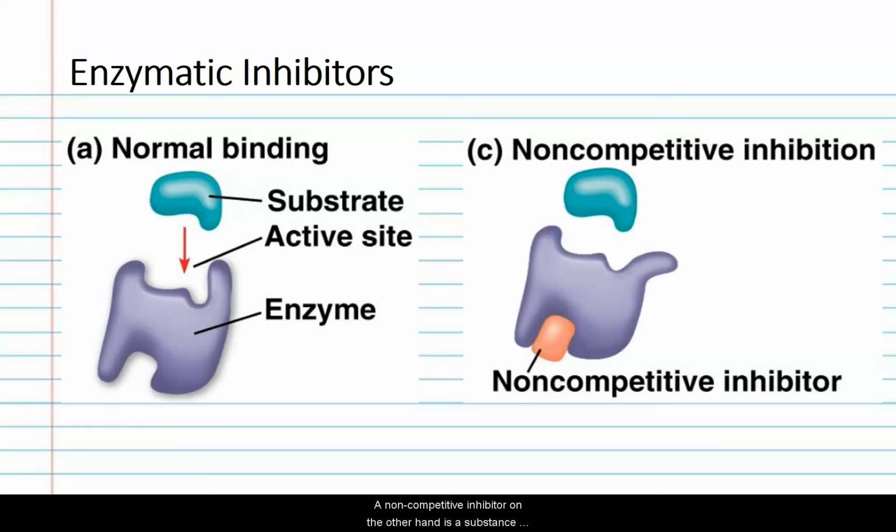A non-competitive inhibitor, on the other hand, is a substance that binds to an enzyme at a location other than the active site. Sometimes we call that the allosteric site. And the reason we call it the allosteric site, allostery means to change shape. So in non-competitive inhibition, that molecule binds to the enzyme, it changes the shape of the enzyme, and changes the structure of the active site without interacting directly with the active site. So that's non-competitive inhibition.